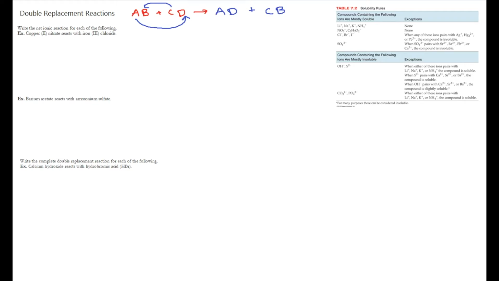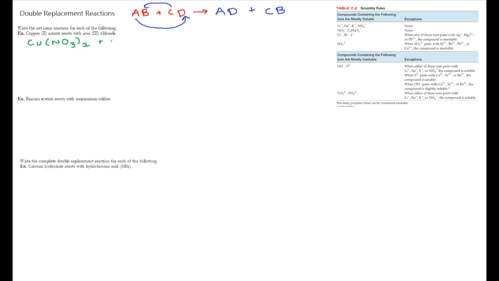This problem asks me to write the net ionic reaction for each of the following. I'm going to first write out my double replacement reaction, and then I'm going to explain what net ionic reactions are. So I've got copper(II) nitrate. Let me write this out. Copper has a 2+ charge, and nitrate has a 1- charge.